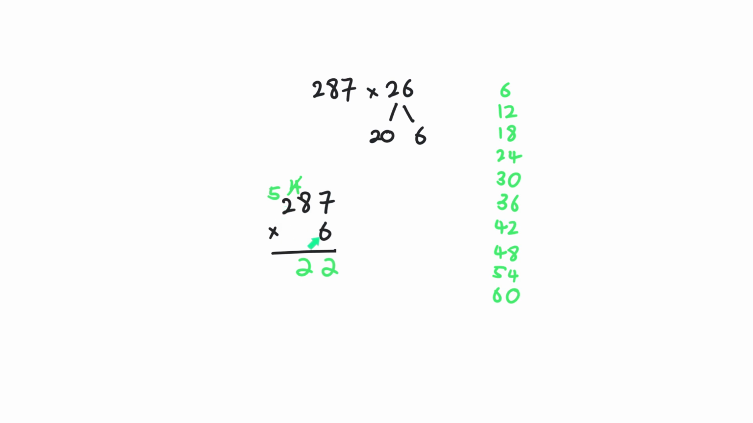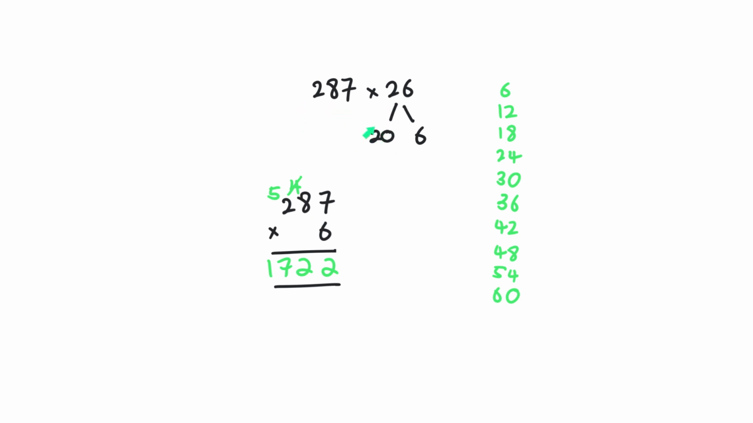Now it's 2 times 6. 2 times 6 is 12. 12 plus 5 will give you 17. Okay, so now I have done my first part, which is 287 times 6. Next, I need to multiply by my 20.